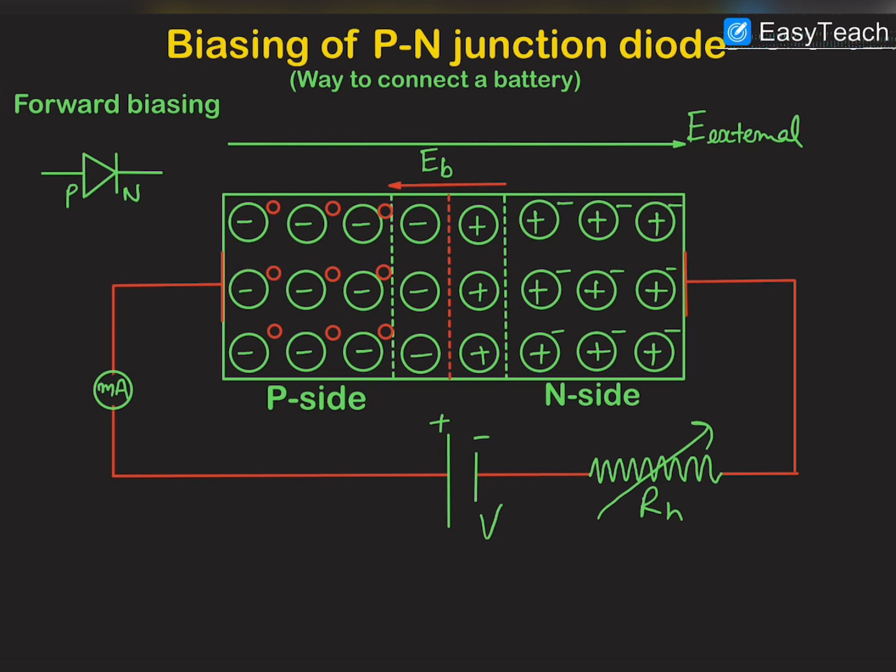Obviously, because the barrier voltage is opposing the flow of majority charge carriers through the junction, and the external voltage is supporting the flow of majority charge carriers through the junction. So for the flow of diffusion current through the junction, or for the flow of majority charge carriers through the junction, it is very important that the external voltage is at least greater than the barrier voltage. So the diode starts to conduct when the externally applied voltage is greater than the barrier voltage.